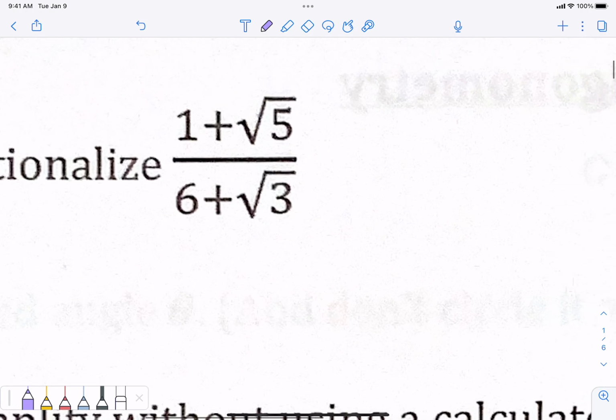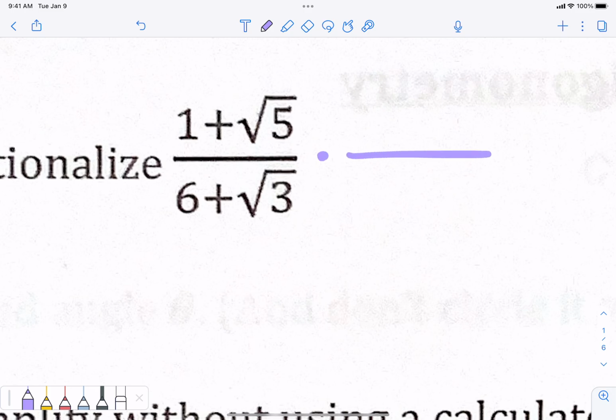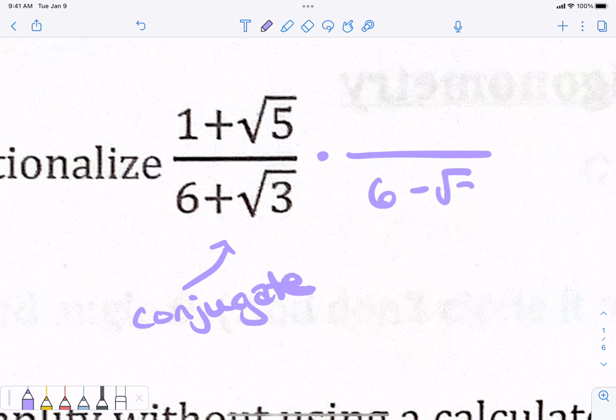Okay, so this is 6 plus the square root of 3. How do I get rid of 6 plus the square root of 3? I multiply by the conjugate, which is 6 minus the square root of 3. 6 minus the square root of 3.